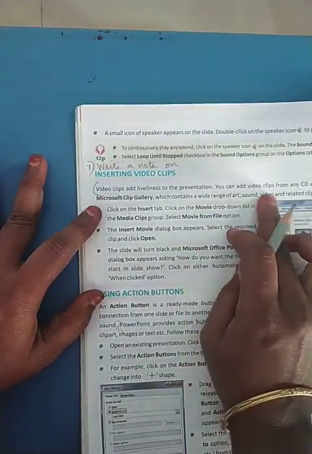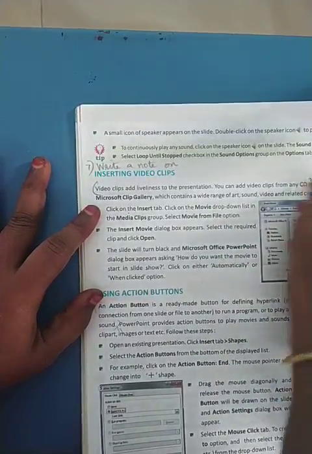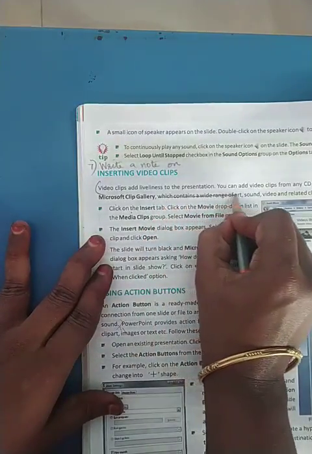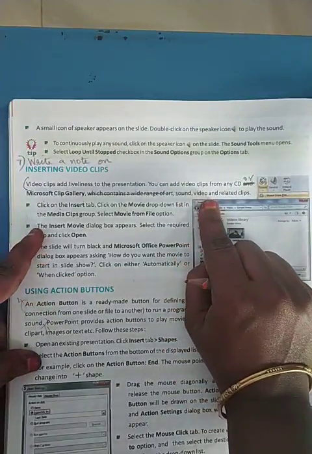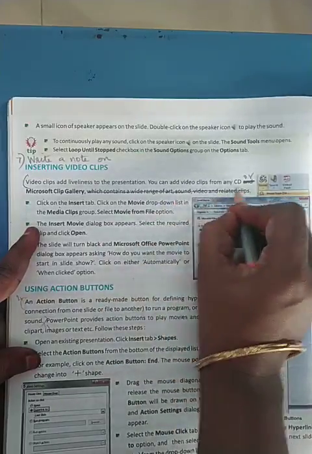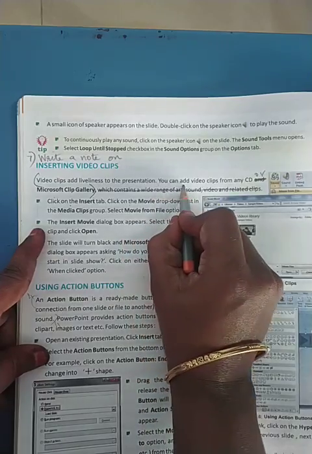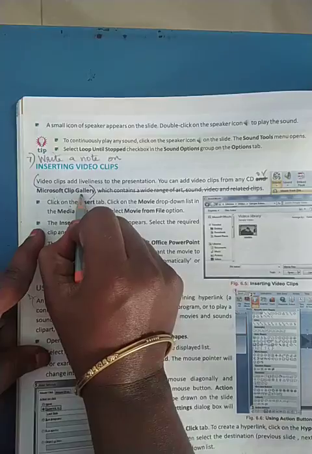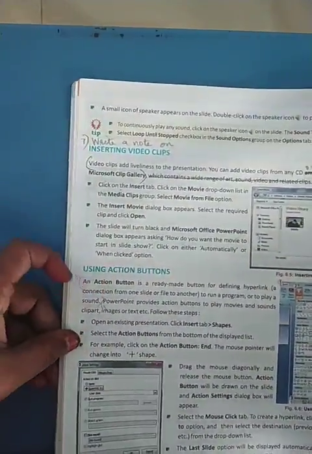Okay, so we can add the video clips from CD or Microsoft Clip Gallery. You can strike out the part that says it contains a wide range of sound, video. You can directly write this: Video clips add liveliness to the presentation. You can add clips from the CD or from Microsoft Clip Gallery. This is what you will be writing for the inserting the video clips answer.